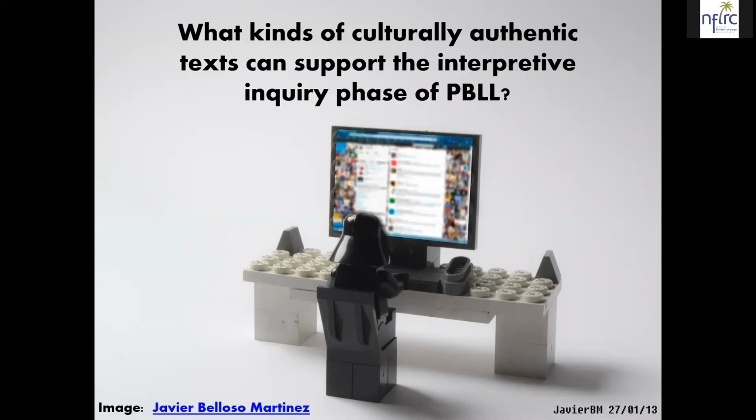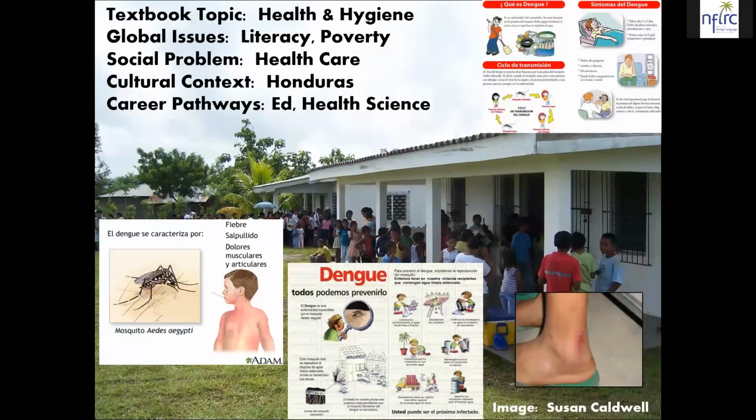We're going to look at a couple of examples here. So let's say that my textbook topic has something to do with health and hygiene. And the global issues that I want to connect that to are literacy and poverty. And the social problem that I'm going to be working on is the issue of healthcare within the cultural context of Honduras and the United States. And so my career pathways would be education and health science. So I might choose infographic type texts to start to help my learners gain information about some of the healthcare issues that somebody might face in that particular context.